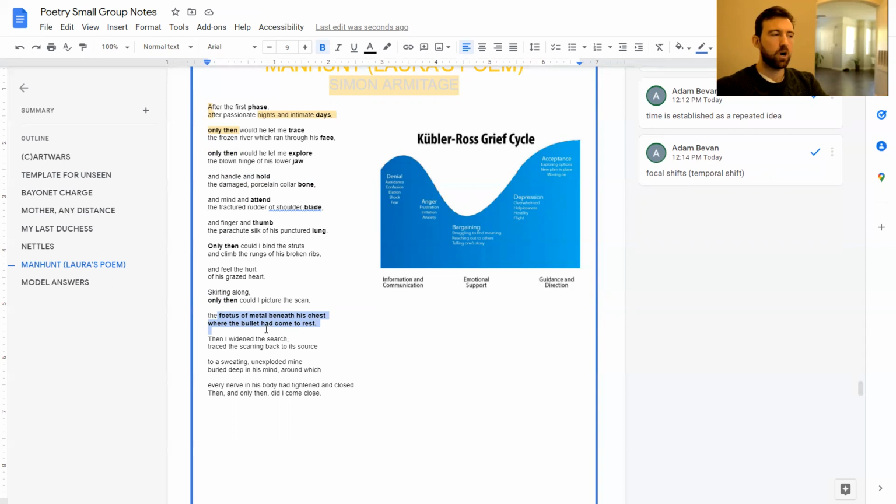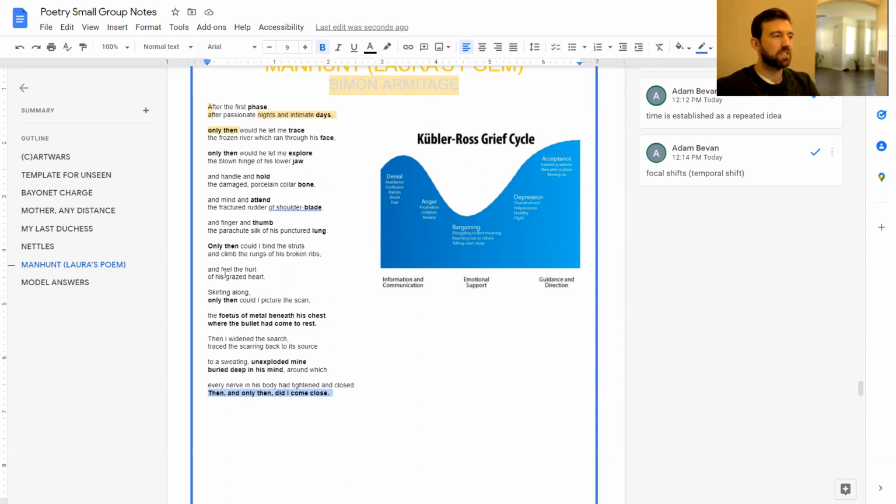And we get to bargaining at this end point. His body has tightened and closed around this bullet, around this pain. The bullet is symbolizing his pain, right? And then we get the bargaining. Then and only then did I come close. And it's an unexploded mine in his mind. So she starts to understand that she can't push him too far, too fast. She has to love him from a slight distance and try and understand that he's hurt and he's wounded. But we get this bargaining, this idea that at the end of the poem, she's starting to work out how to be around him again.